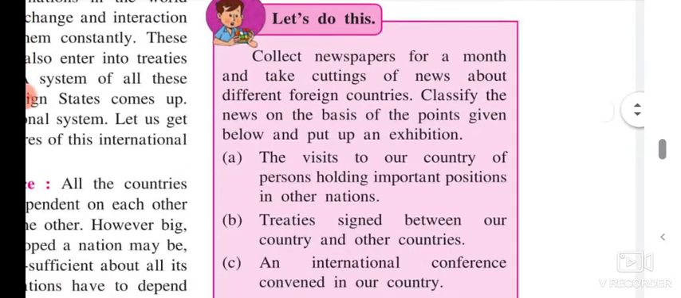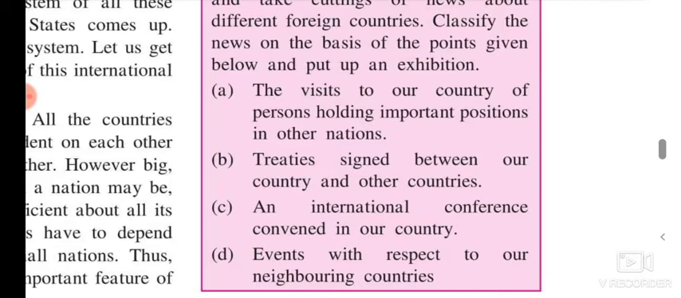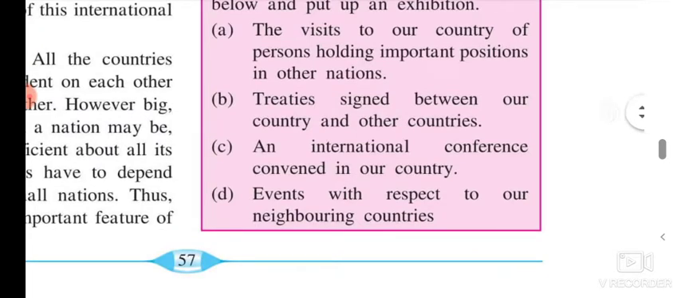We have an activity over here. Let's do this. Collect newspapers for a month and take cuttings of the news about different foreign countries. Classify the news on the basis of points given below and put up an exhibition. The points are: A. The visits to other countries by persons holding important positions. B. Treaties signed between our country and other countries. C. An international conference convened in our country. D. Events with respect to our neighboring countries. Let's continue to the next page.